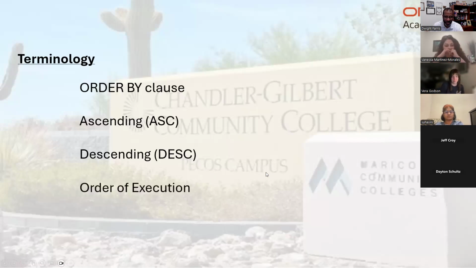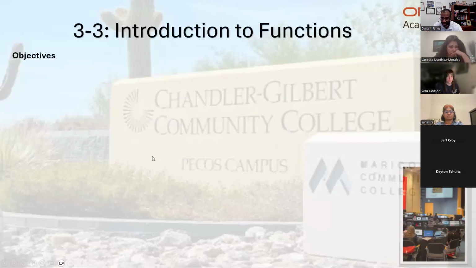And then order of execution. Remember, if you have multiple columns, basically just associate the ORDER BY, but know that the FROM is first, and then the WHERE, and then the SELECT, and then the ORDER BY. Just remember that. FROM, WHERE, SELECT, ORDER BY. All right.